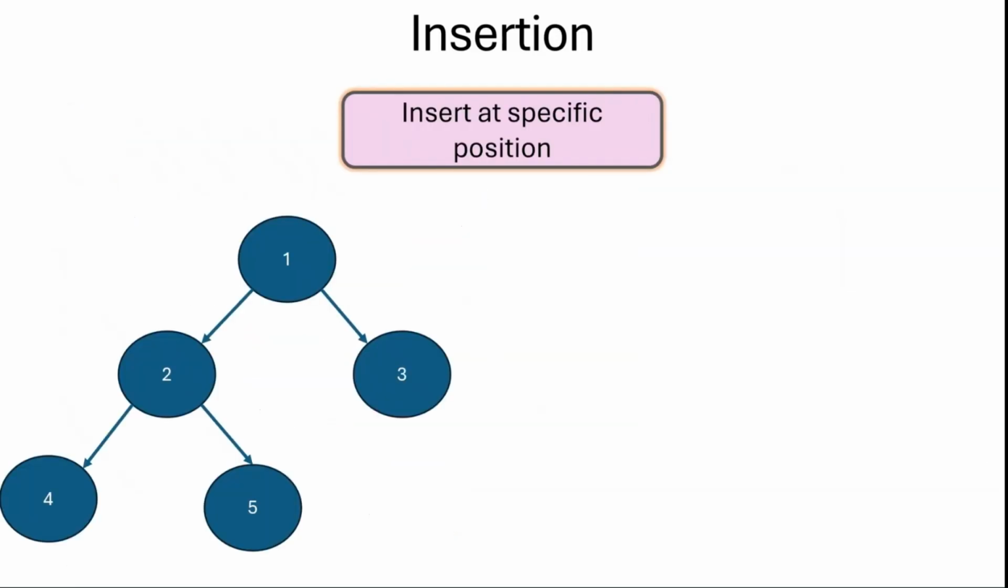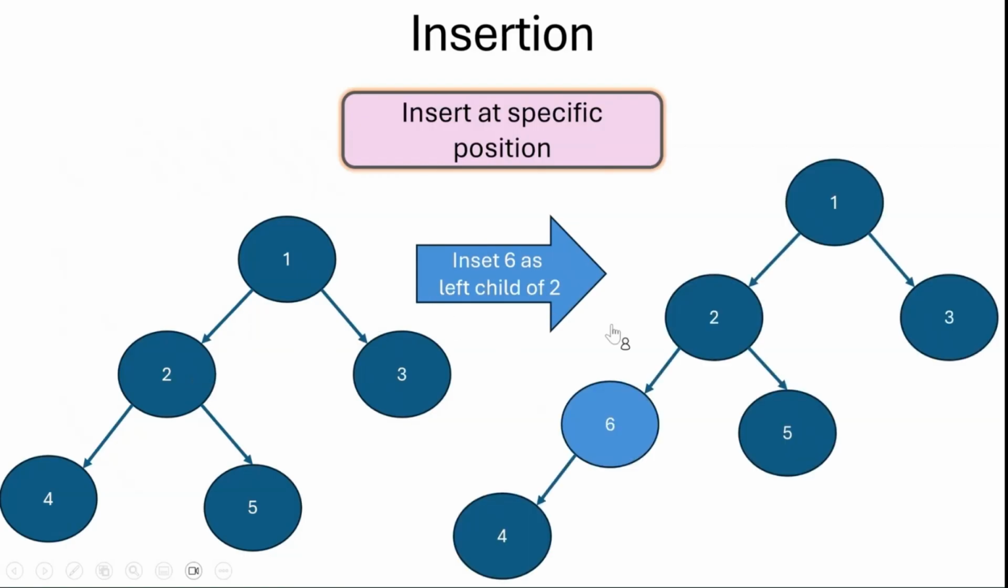Next type of insertion is insert at a specific position. So it is not necessary that you follow the insertion way of inserting at the first available position or inserting at the left or right position, etc. You can insert at a specific position also. For example, if this is our input tree, and you want to insert 6 as the left child of 2, then we can do that also.